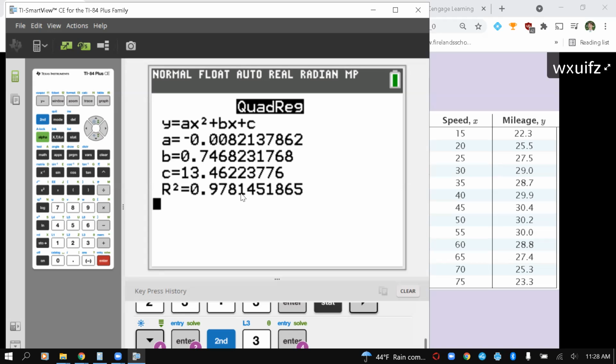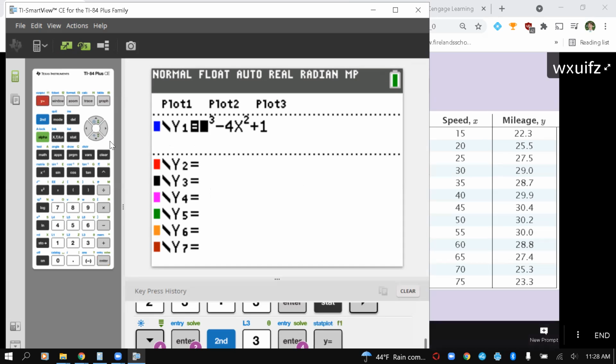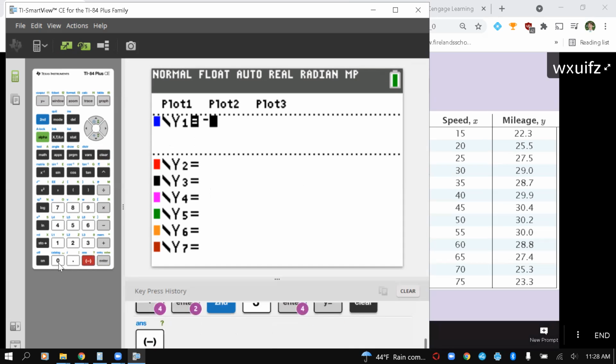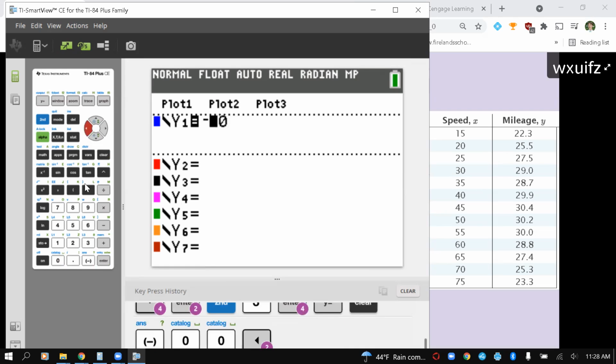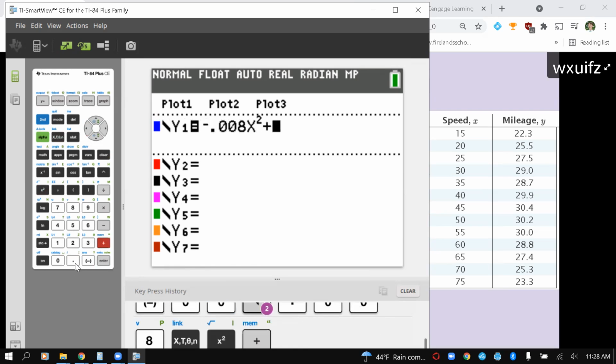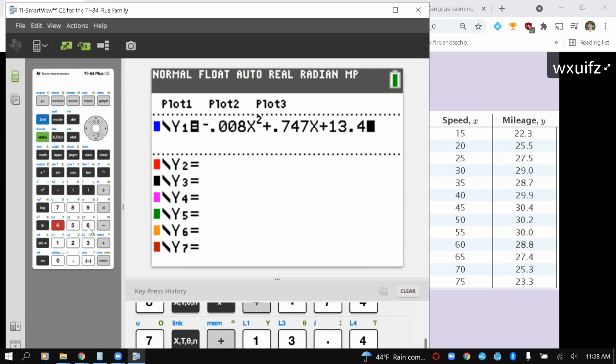And I'm just gonna go to 4 decimal points. I bet you there's a way to store this. I should probably look that up. But if you go to y equals, you could then type that in. Negative 0.008 x squared plus 0.747 x plus 13.462.